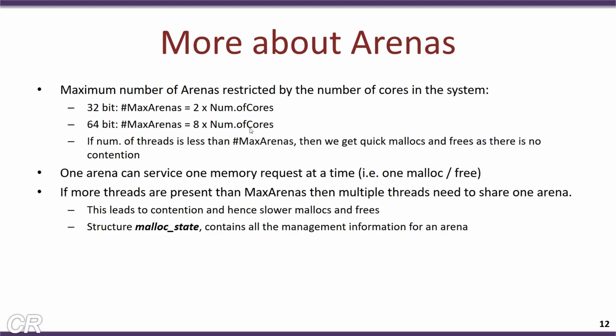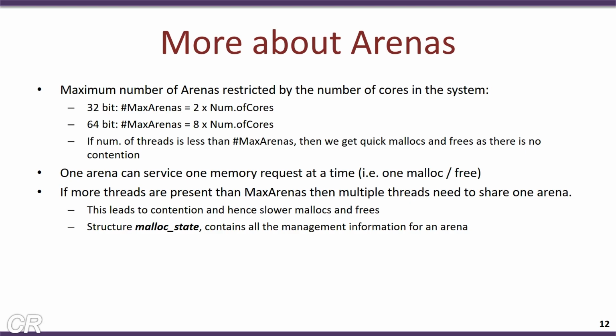So for example, if I'm running a 32-bit program on a 32-bit system and the number of cores present is 4, it would imply that at most I could have 8 different arenas. So what this means is that if I spawn 7 threads in this program, then each thread, including the main thread of the program, would get a different arena. Now if I increase the number of threads in that particular program, then it would mean that you would have multiple threads sharing the same arena.